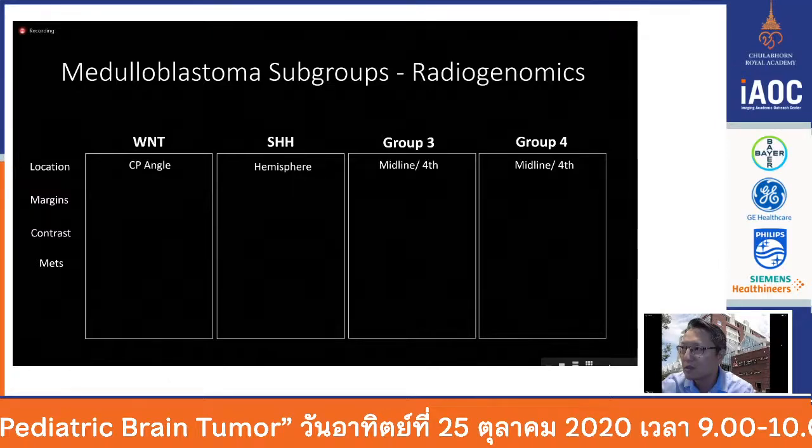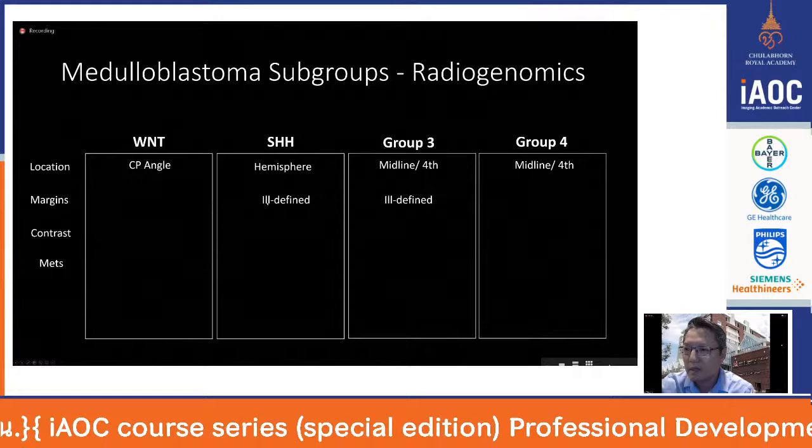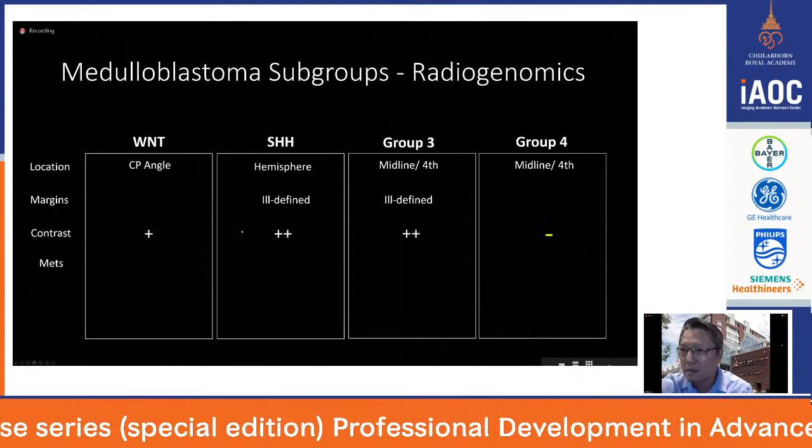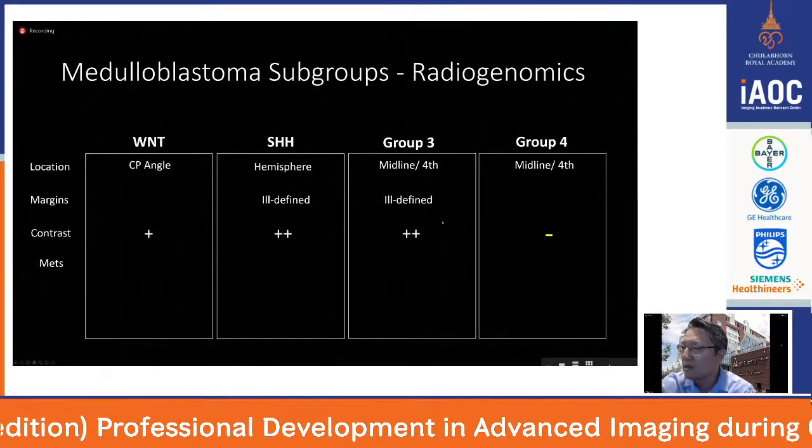SHH, our experience is that it is off midline as well, and tends to involve the cerebellar hemispheres. Group 3 and Group 4 are classic locations in the midline and the fourth ventricle. The margins tend to be ill-defined for SHH and Group 3. And contrast enhancement happens in all 3 of these groups except for Group 4. So that's the distinguishing difference between Group 3 and Group 4. If you have a midline fourth ventricle tumor that enhances, it's Group 3. If you have one that does not enhance, most likely Group 4.